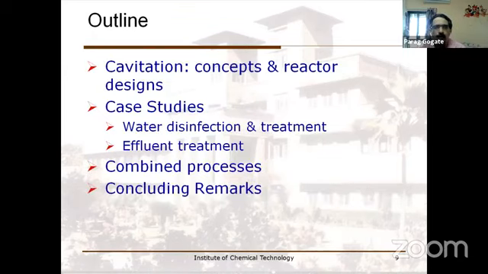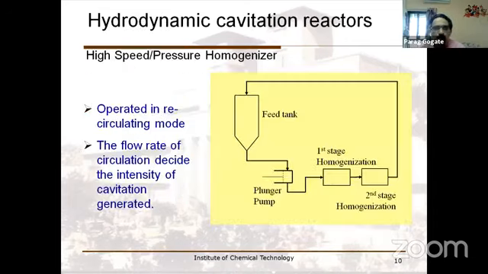The quick outline of this talk: we'll see some concepts, reactor designs which can be applied, water disinfection treatment, and some case studies from effluent treatment. These are mainly based on work we are doing at ICT. We'll also look into combined processes and then some concluding remarks.